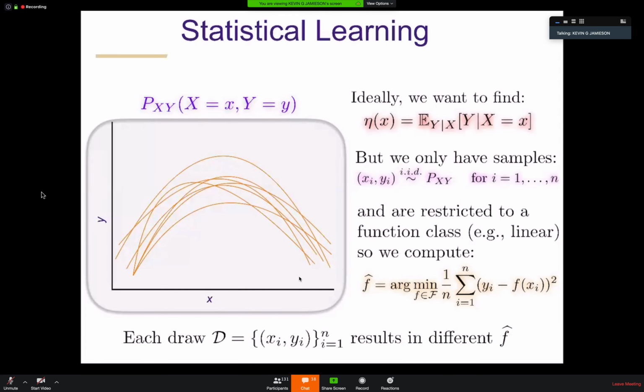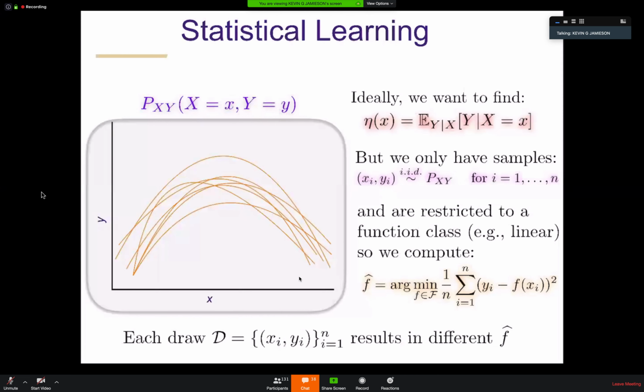So the issue is that for any draw of the data, if we see a different data set, because any time we have a data set, you should think of it as a different draw. If on one day we see one data set, the next day we see another data set, and the next day another, we're going to learn a different f hat every single time. Now, we don't get to see all of these, of course. We only get one data set, but this is a nice thought experiment: if I did see a different data set every single day, I would get a different f hat every single day.